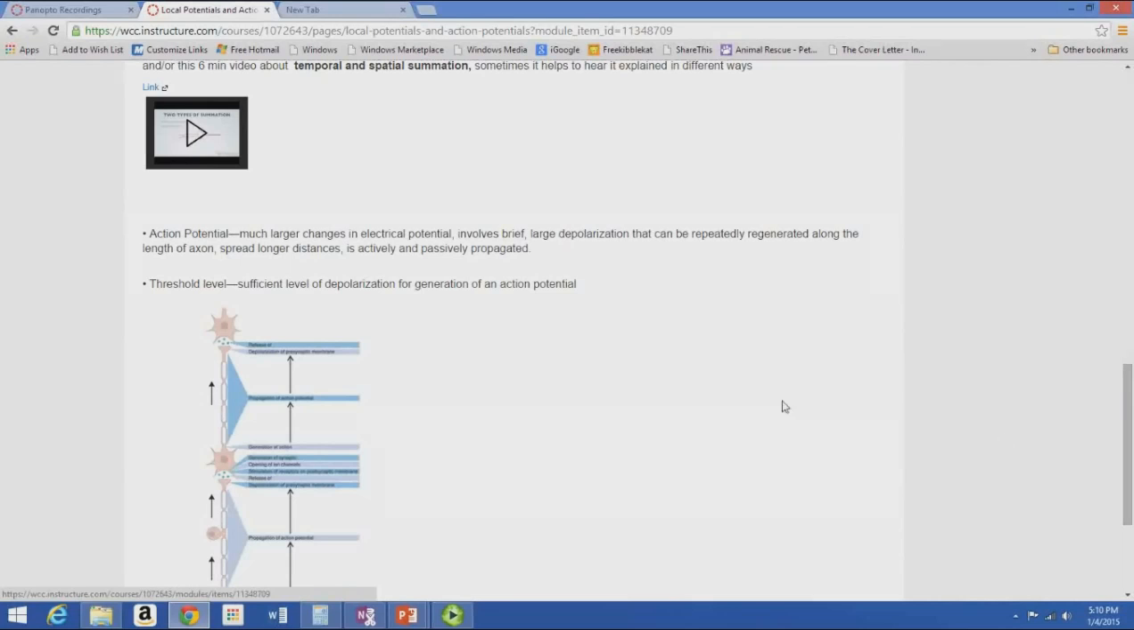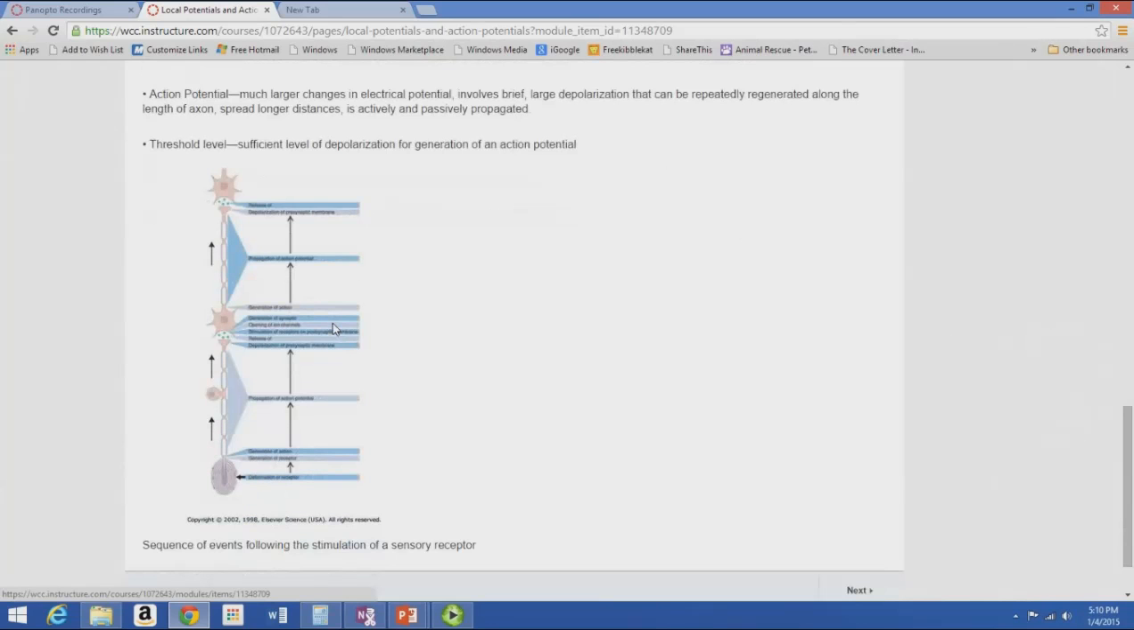So threshold level means the sufficient level of depolarization to generate an action potential. Generally in a neuron, it is about 15 millivolts. So if you can depolarize it from minus 70 millivolts to minus 55 millivolts, that is usually sufficient to generate an action potential that is then going to be propagated down the axon.